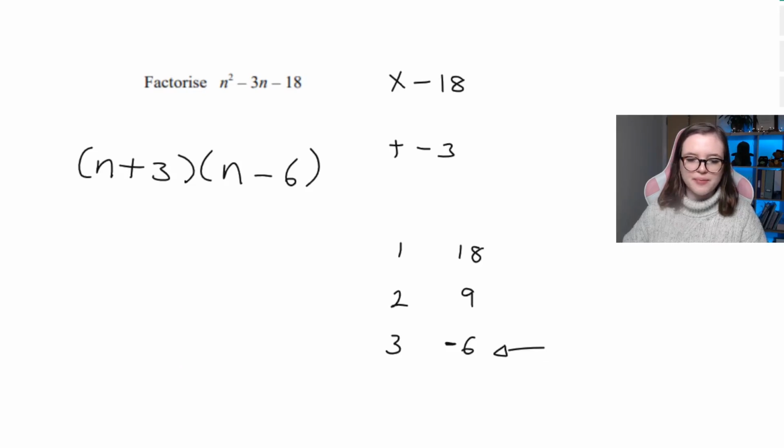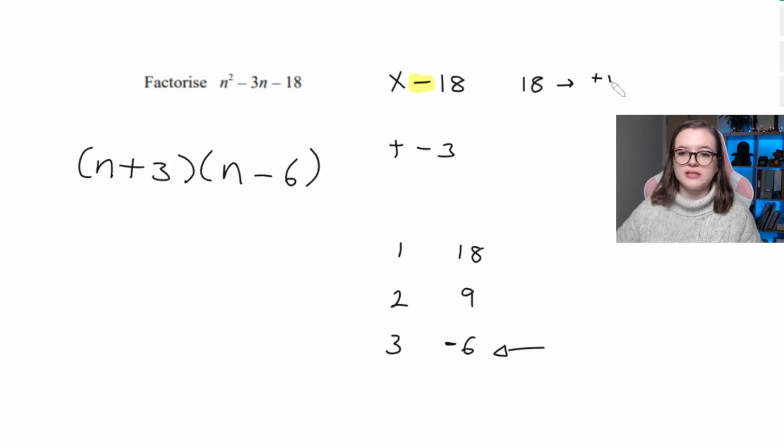Bit of a top tip for you. If the number you're timesing to get is a negative, then your answers have to be 1 positive, 1 negative always. It may not be in this order, but 1 positive, 1 negative. If your timesing makes a positive, then your two options are 2 positives or 2 negatives. That can help you decide, if you're struggling with the signs, which one it's going to be. If your times make a negative, they've got to be 2 different signs. Times make a positive, there's going to be 2 of the same sign, either both positive or both negative.